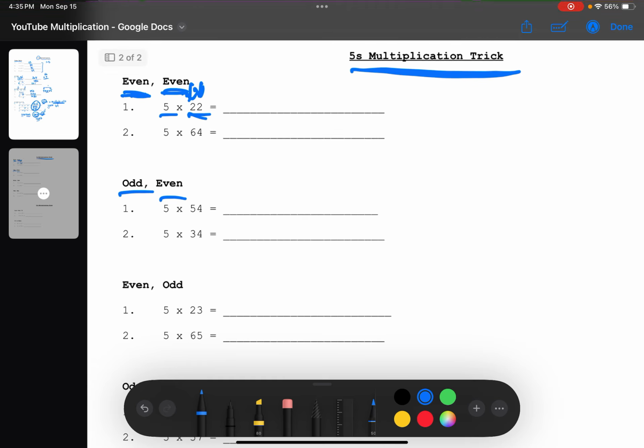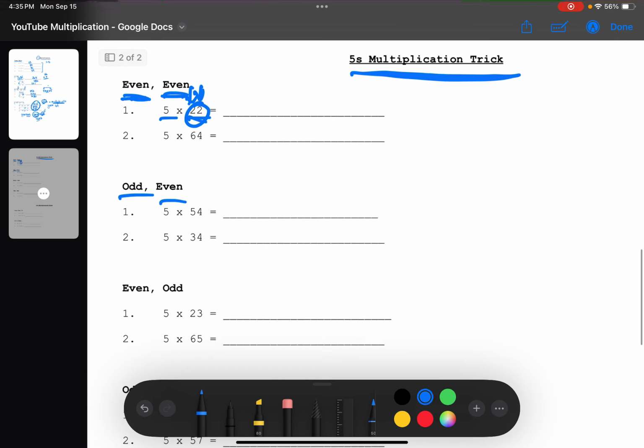If this is the case, the 5's trick goes like this: you get the 22 and cut it in half times 5. Oops, sorry, not times 5. You get the number, cut it in half, and then put a 0 at the end. So half of 22 is 11, and then you put a 0, so your answer is 110. Same thing here, cut 64 in half. That's a 32, and since it's even, we put a 0 at the end.